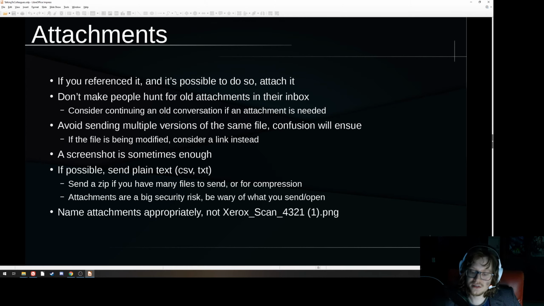Thank God those days are now behind us for the most part. But if you reference something in your email, and it's possible for you to attach it so you have it, then do so. Attach it. Don't make people hunt for old attachments in your inbox.